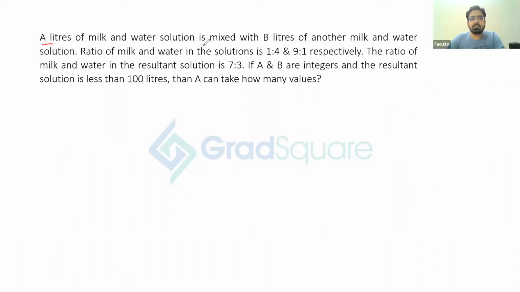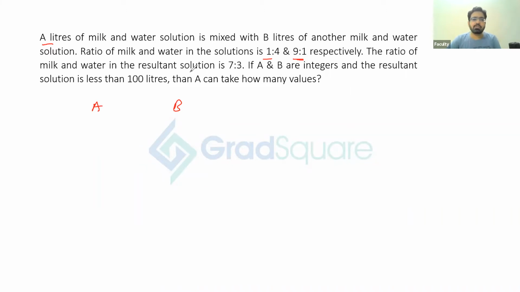A liters of milk and water solution is mixed with B liters of another milk and water solution. The ratio of milk and water in the solutions is 1:4 and 9:1 respectively. So you have taken A liters of one solution and mixed it with B liters of another solution, and the ratios of milk and water are given to you over there.